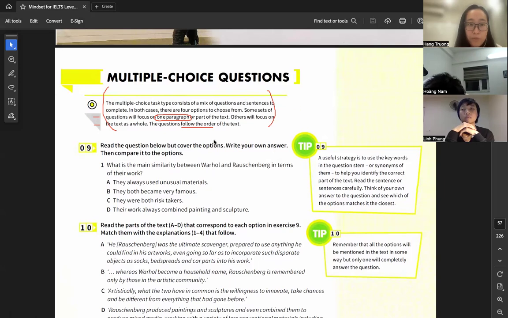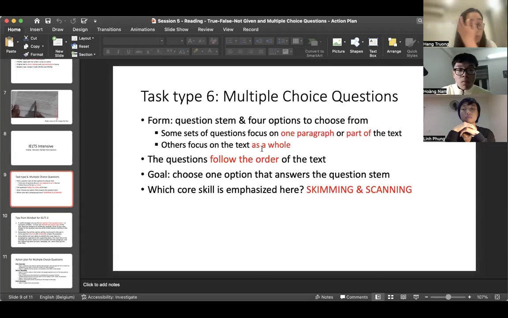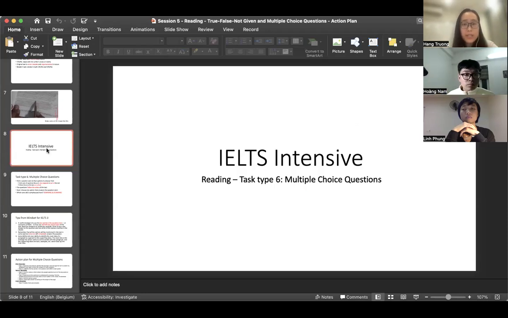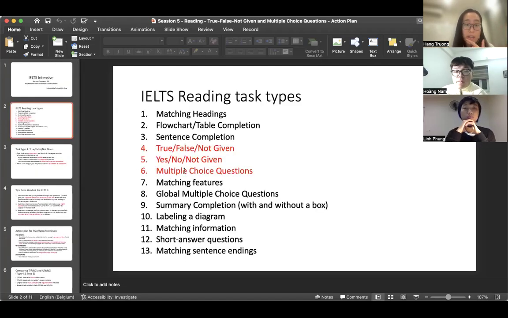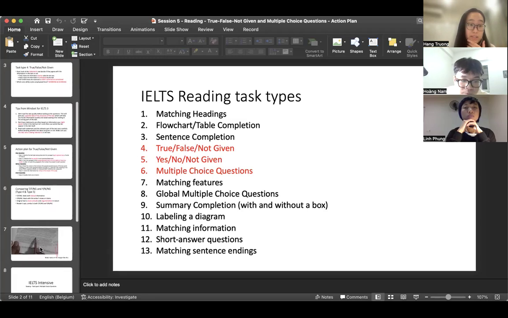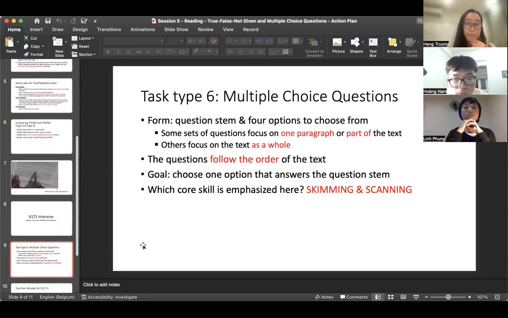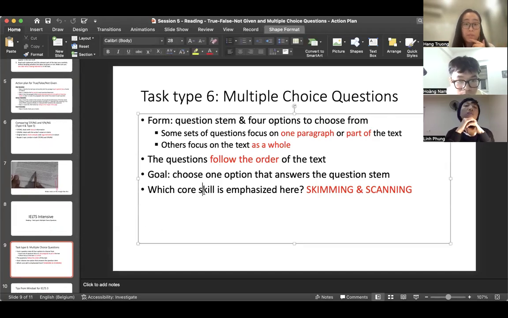So I will switch a little bit to the slides that we were doing last time. This is type number 6 already. You can see that we have covered almost half of reading, so we're going very, very fast. This is what Hua just mentioned. Because of the different types of information that this task type requires the readers to find, both the core skills, skimming and scanning, will be applied into doing this.